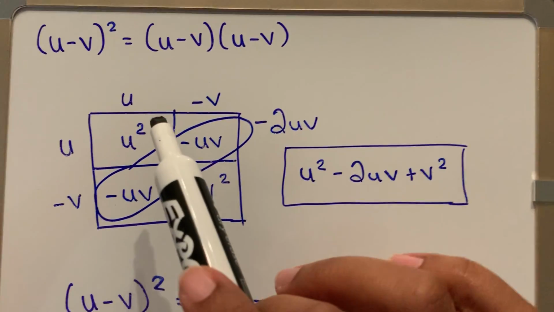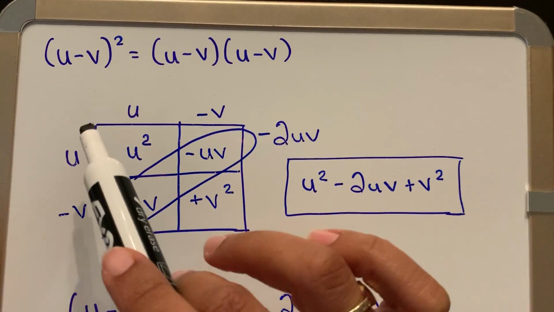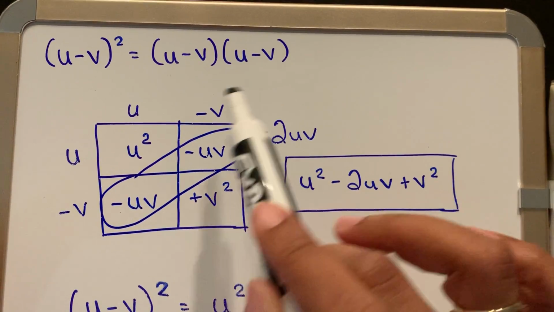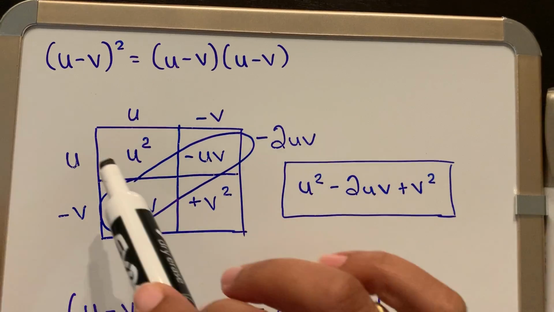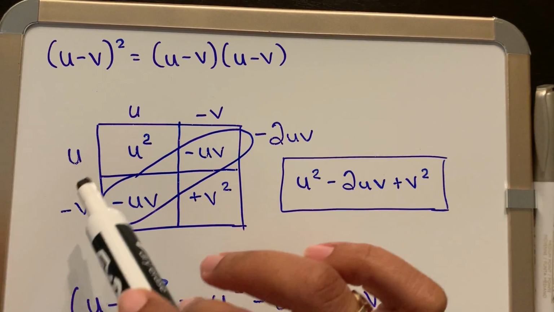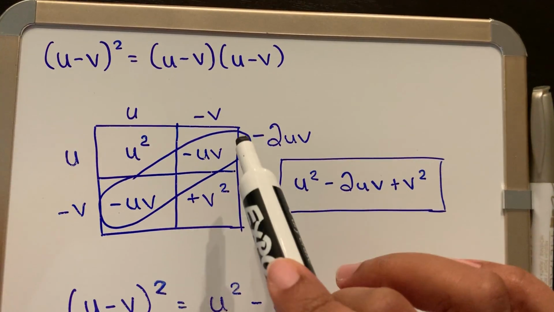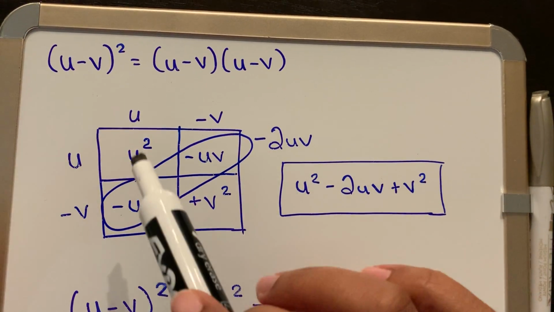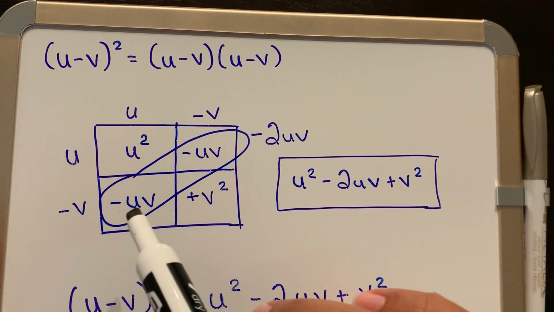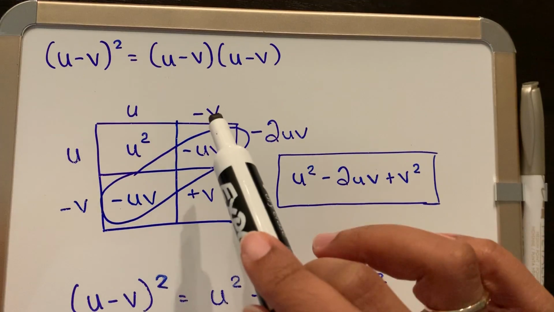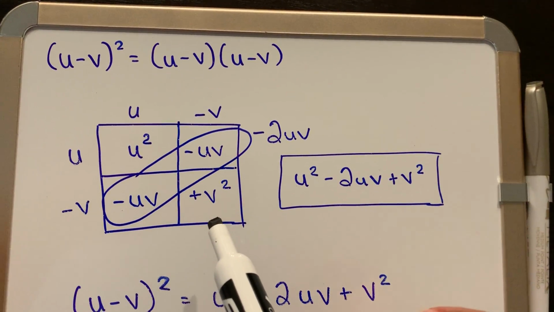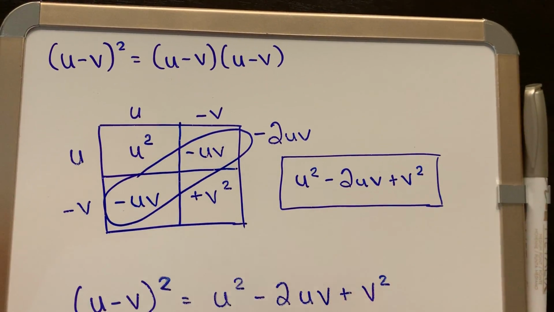So I'm using the area model again. So u − v is on one side of the area model. U − v is on the other side of the area model. U times u is u². U times negative v is negative uv. U times negative v is negative uv. And then negative v times negative v is positive v². Negative times negative is a positive.